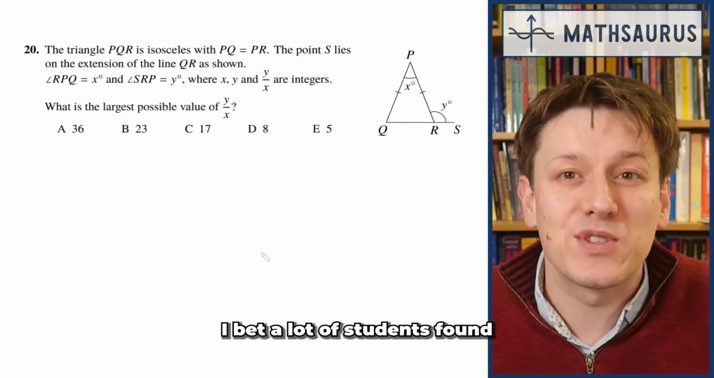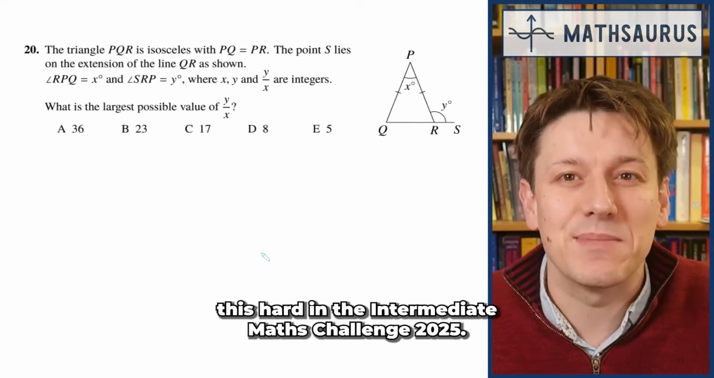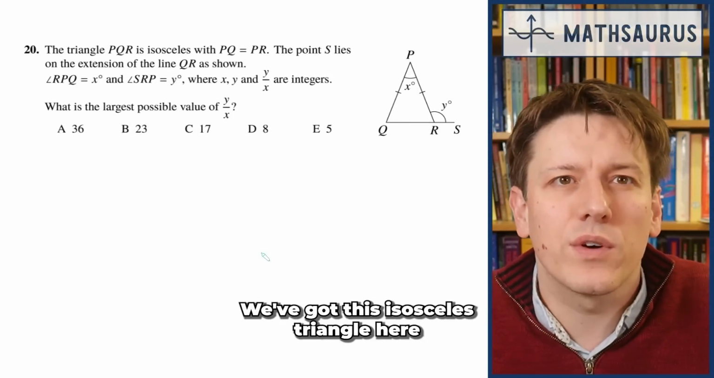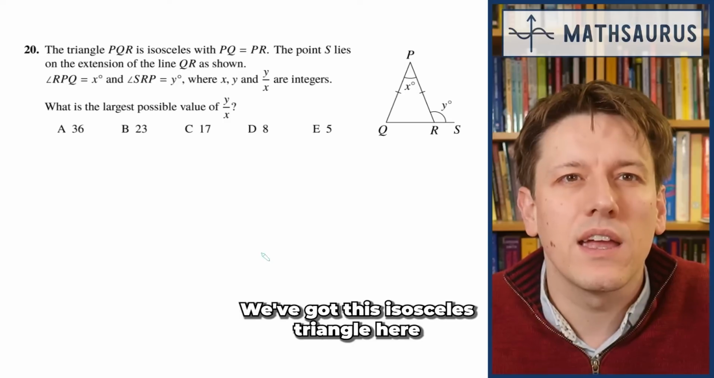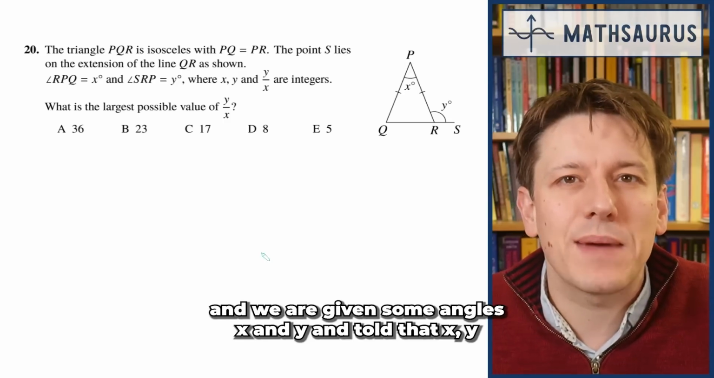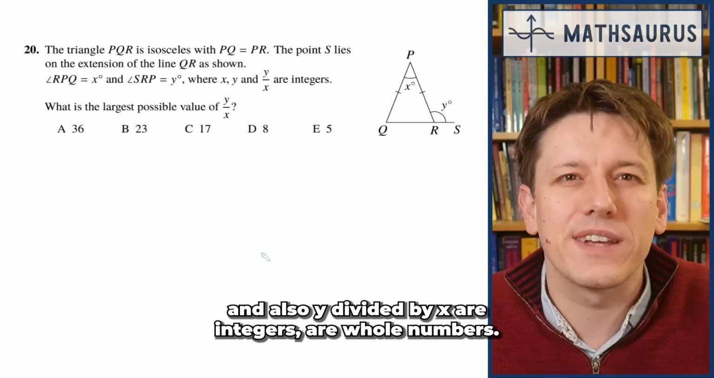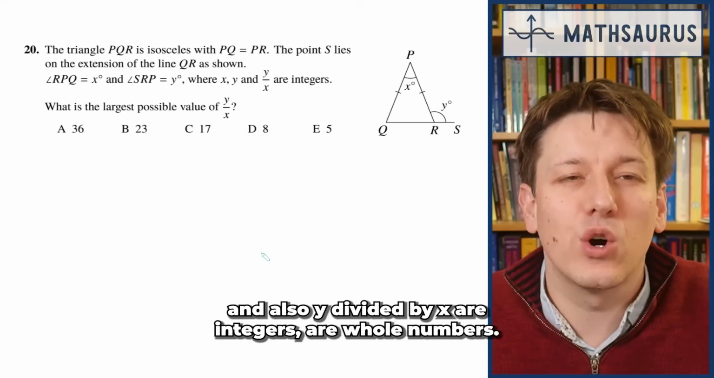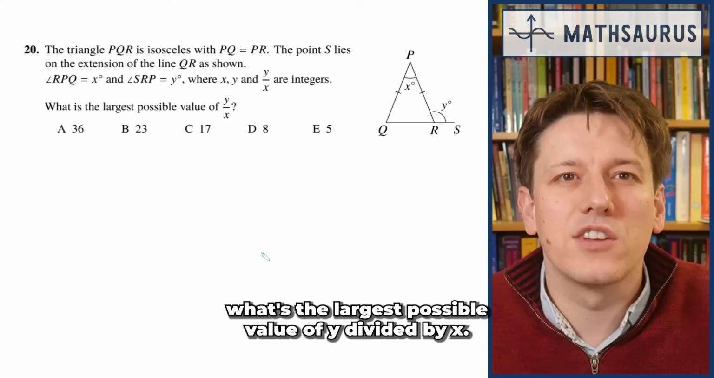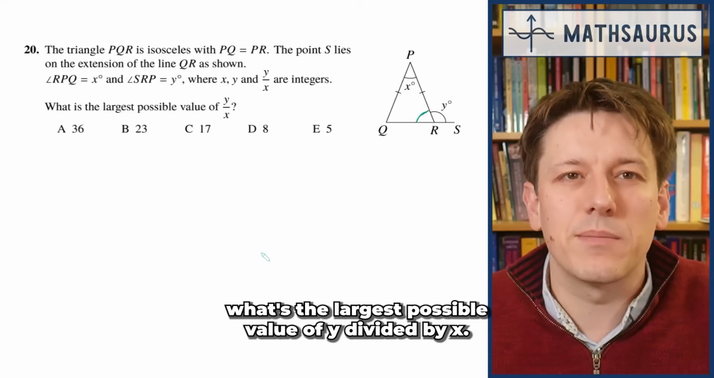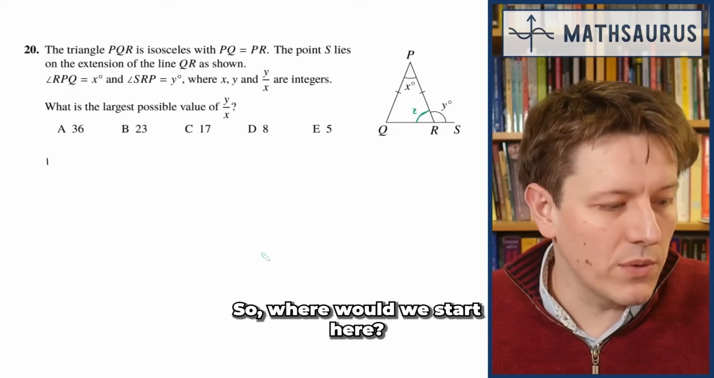I bet a lot of students found this hard in the Intermediate Maths Challenge 2025. We've got this isosceles triangle here, and we are given some angles x and y, and told that x, y, and also y divided by x are integers, are whole numbers, and we need to work out what's the largest possible value of y divided by x. So where would we start here?